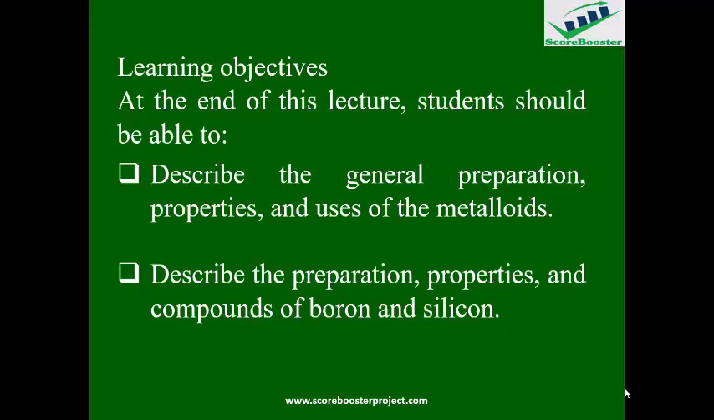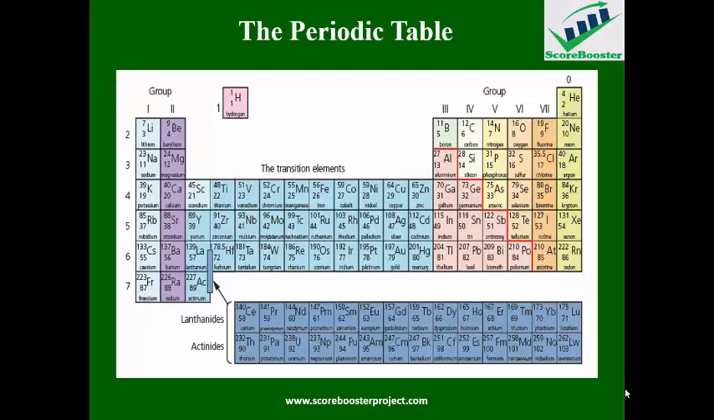At the end of today's class, it is expected that we should be able to describe the general properties and preparation of some metalloids, even some of their uses, and in particular we will go forward to describe the preparation of some compounds of boron and silicon as the representative elements of the metalloids we are going to take today.